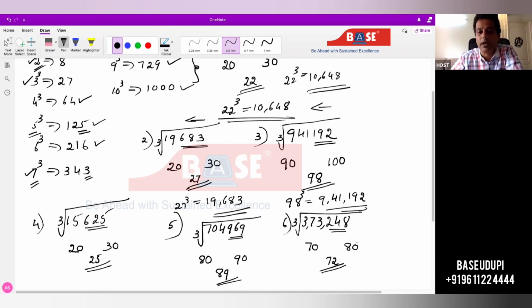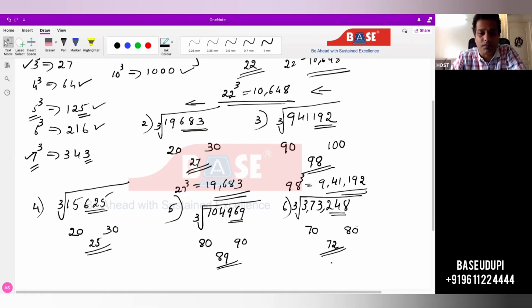So this is how we have to find the cube root of cube numbers. Similarly, you can find the square root of square numbers also. Not much difference, almost the same. So let me take a few examples on square root. These are cube roots.